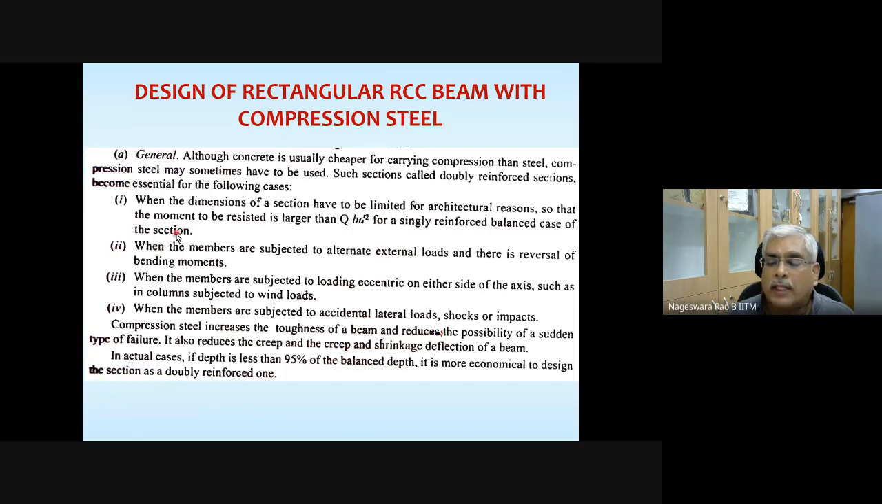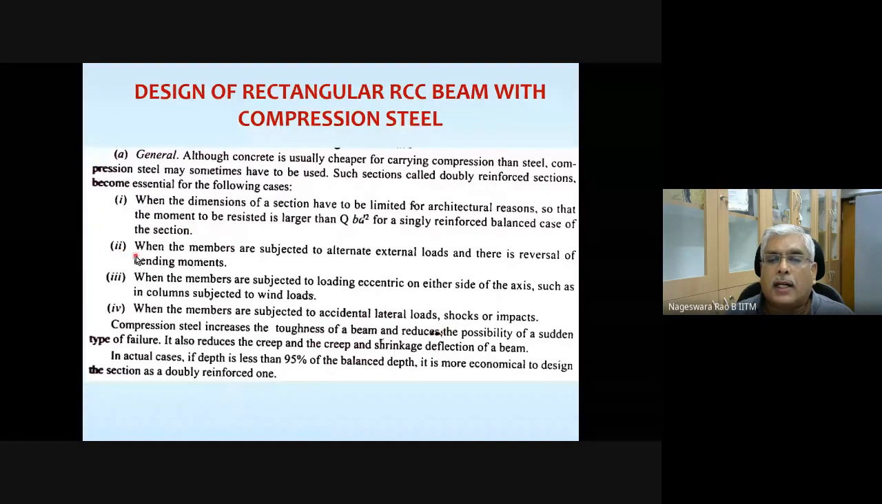So when there is a restriction on the depth from architectural or some other considerations, one way of doing it is, as we discussed yesterday, to design it as an over reinforced section, or the other way of doing it is adding compression steel. So we'll see in today's class how to do that.